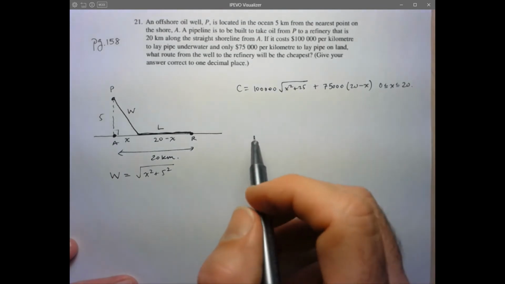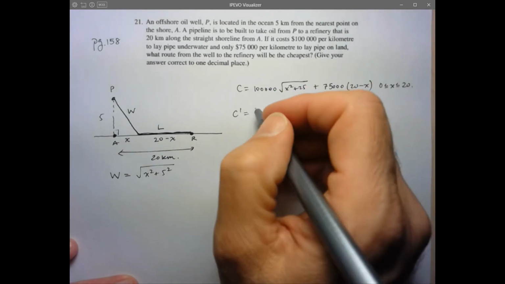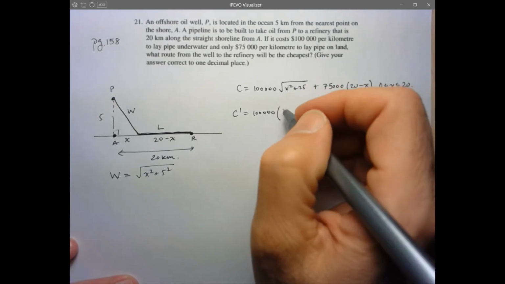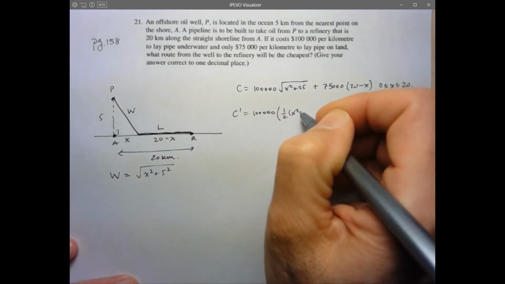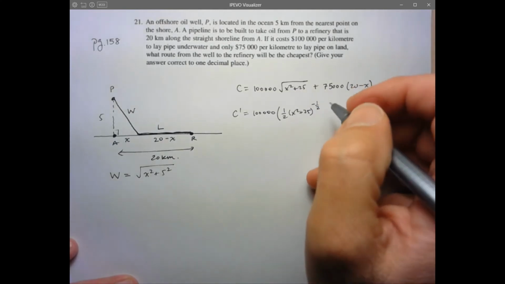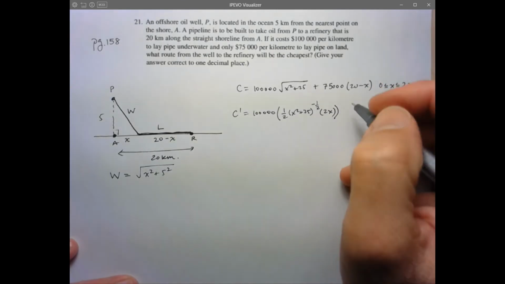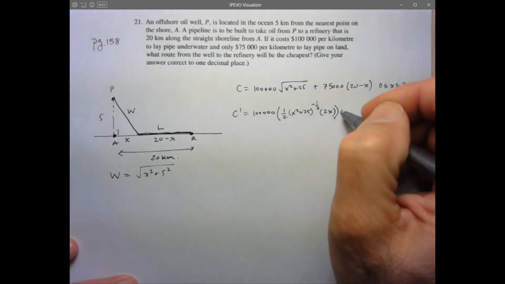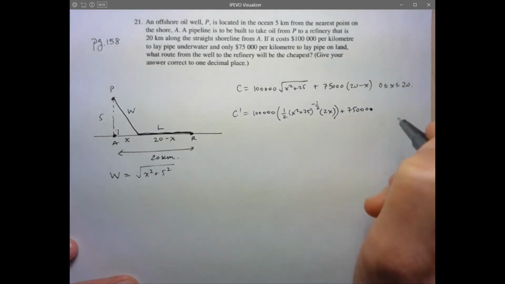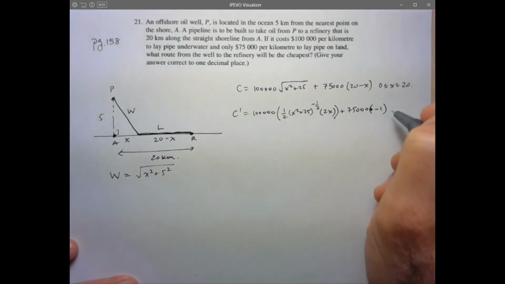All right, so there we go. We've got our model, we've got our domain. Let's go ahead now and take the derivative. Okay, so we have C prime is equal to, so again, 100,000 is just a constant. We've done this many times, so 1/2 times (x squared plus 25) to the negative 1/2 times the derivative of x squared plus 25, which is just going to be 2x. And then here we've got 75,000, which is just a constant, and the derivative of 20 minus x is just negative 1.